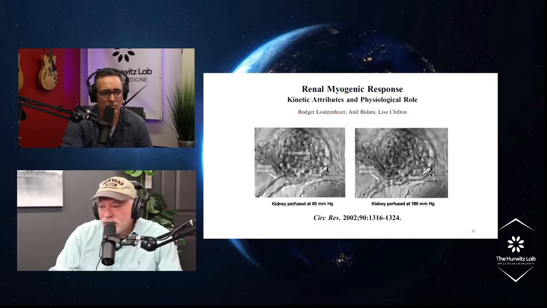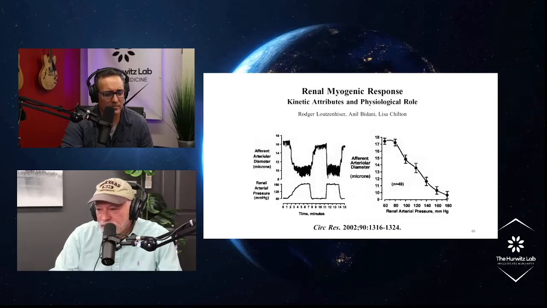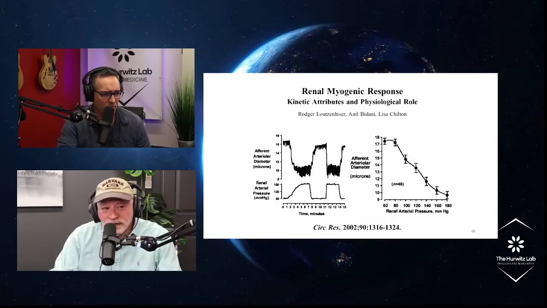So here's a slide from a friend of mine, Roger Lautenheiser. He took a glomerulus. What you see here is a glomerulus, and the afferent and efferent arterioles are labeled. And what you see is what happens to the diameter of the blood vessels when they're pressurized. And what he showed is here, what you see, and Craig, maybe you'll describe that because I can't really see it, but just describe what you're seeing there.